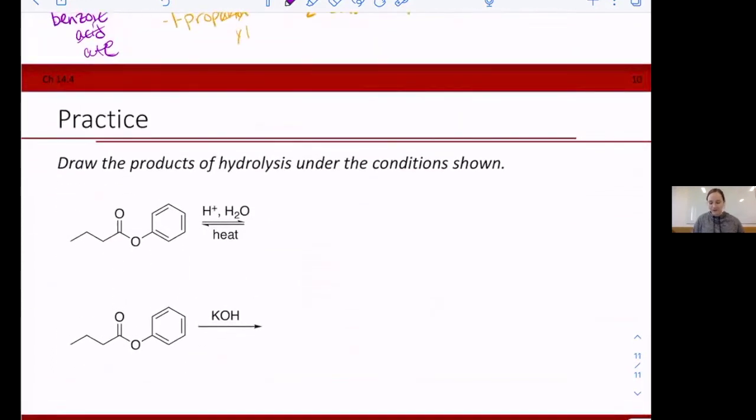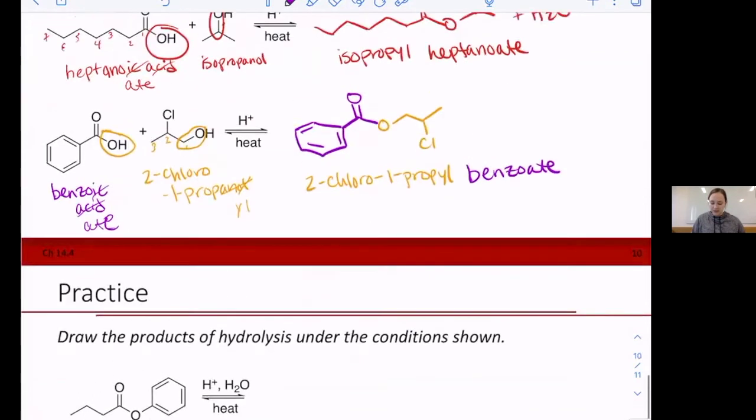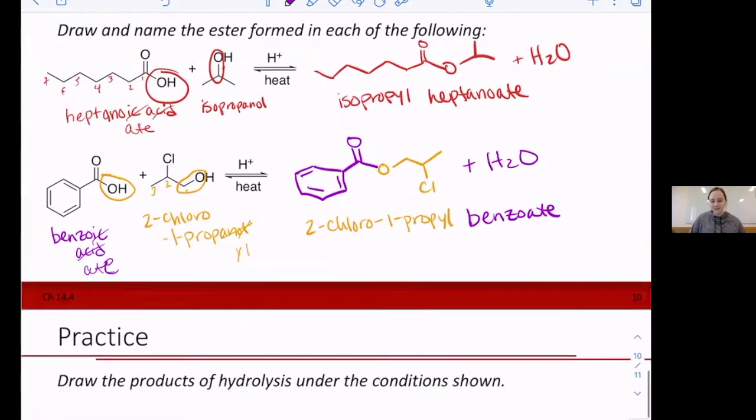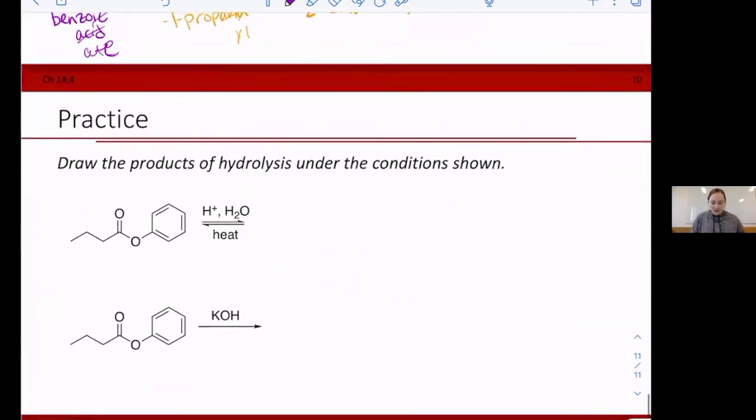Okay, our last couple practice problems. Draw the products of hydrolysis under the conditions shown. I also forgot to write water. How dare I? That's okay. Draw the products of hydrolysis under the conditions below. In this first one, we have acid because we have H plus, we have our water and heat.